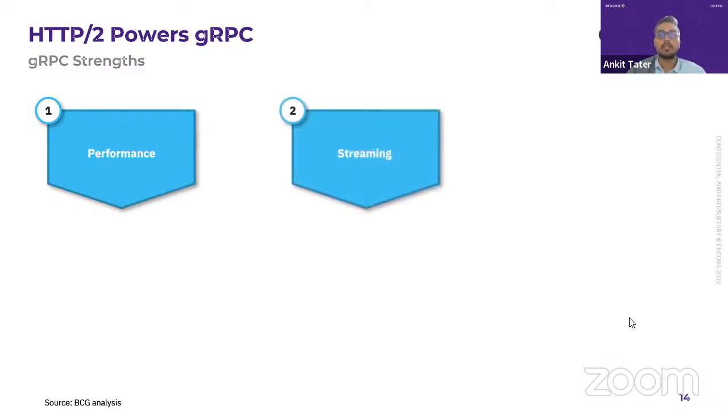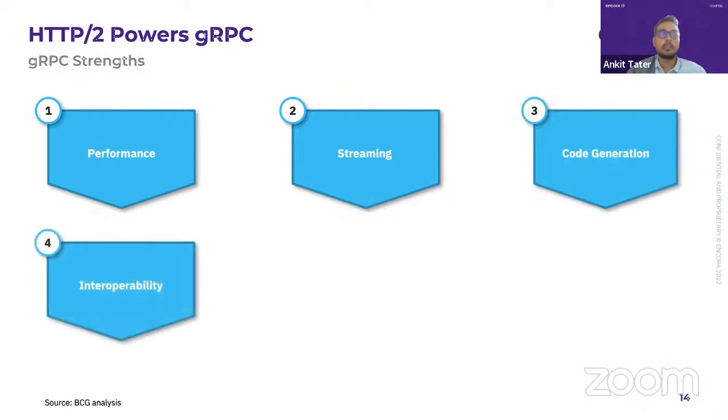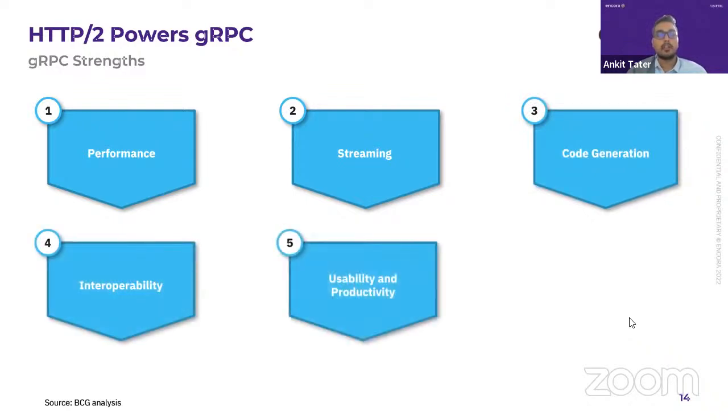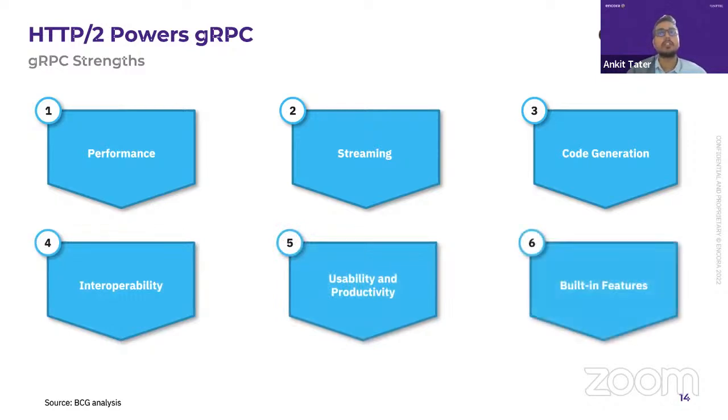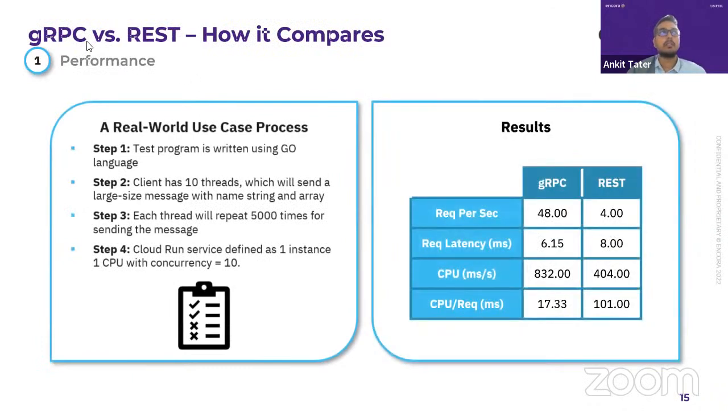Then we'll talk about streaming, what are the different streaming processes gRPC supports, and then we'll look into code generation, and then we'll talk about interoperability, and then we'll talk about the usability and productivity gRPC offers, and then we'll talk about what are the built-in features gRPC has to offer. So let's talk about the performance.